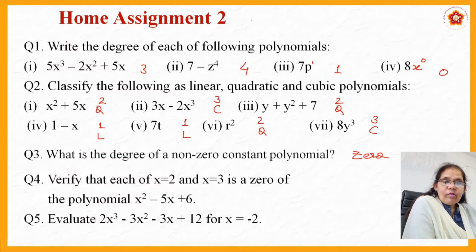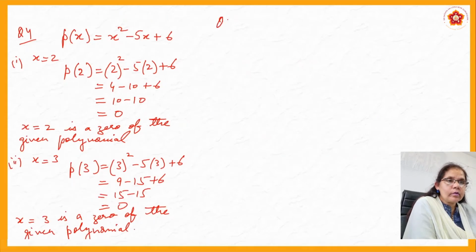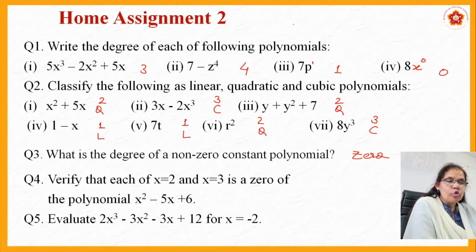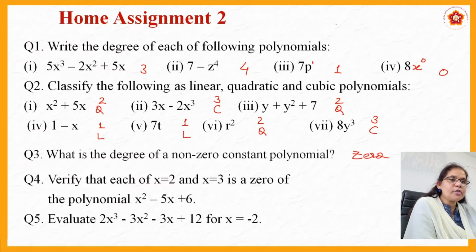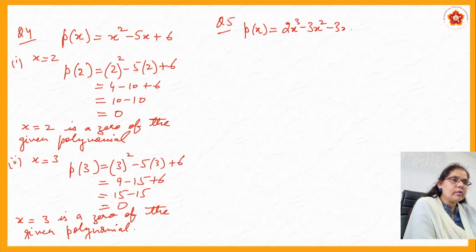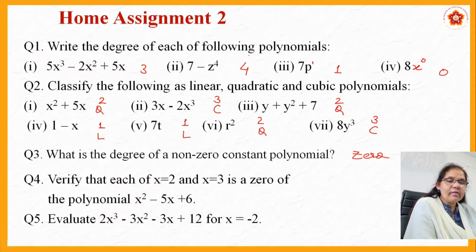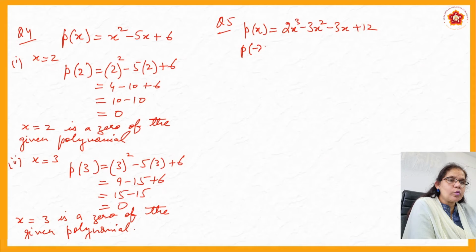Question 5 is evaluate 2x cube minus 3x square minus 3x plus 12 for x is equal to minus 2. Let us quickly look at this question also. Your P(x) is given as 2x cube minus 3x square minus 3x plus 12 and you have to find the value at x is equal to minus 2. So put the values.